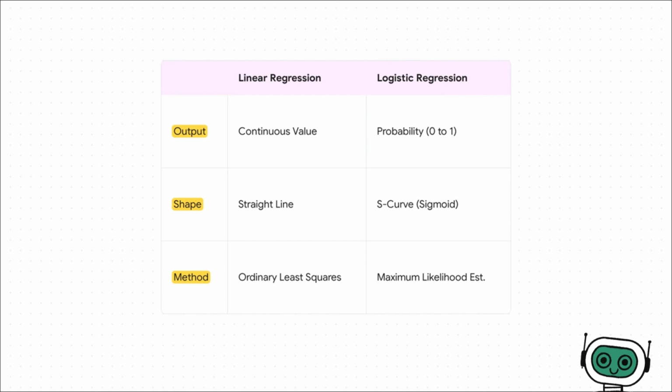So let's just quickly recap the key technical differences. Linear regression gives you a continuous value, while logistic regression gives you a probability between 0 and 1. Linear uses a straight line, logistic uses that S-shaped sigmoid curve. They are just fundamentally different tools for different kinds of problems.